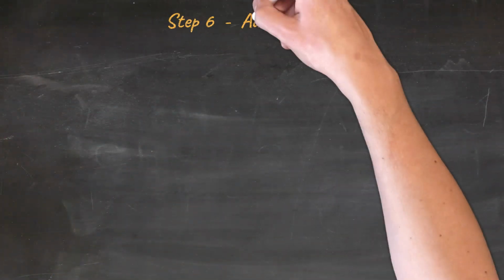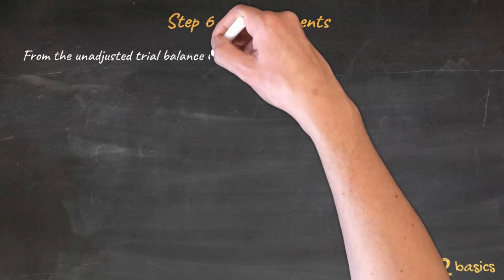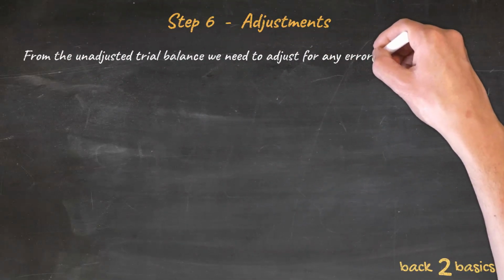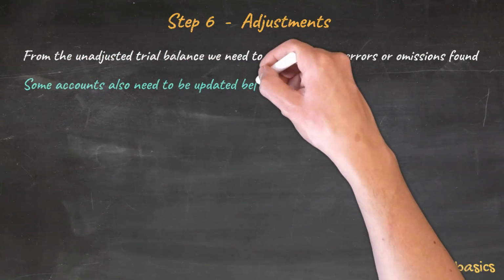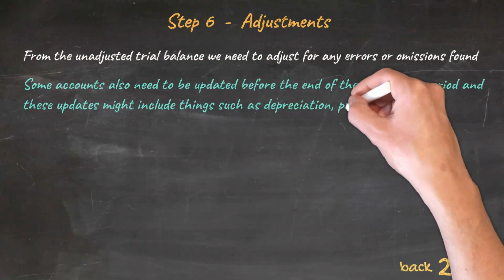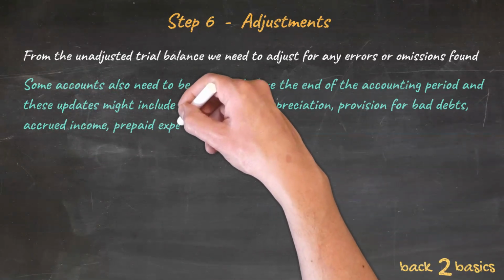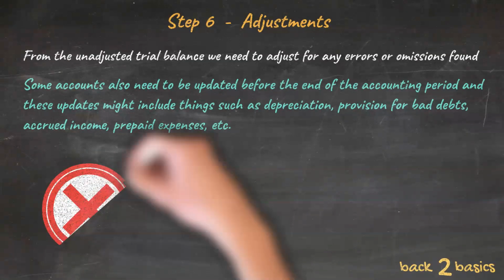Step 6. Adjustments. So from the unadjusted trial balance, we need to adjust for any errors or omissions found. Some accounts also need to be updated before the end of the accounting period, and these updates might include things such as depreciation, provision for bad debt, accrued income, prepaid expenses, etc. These corrections and updates are called adjusting entries and are made in the general journal.